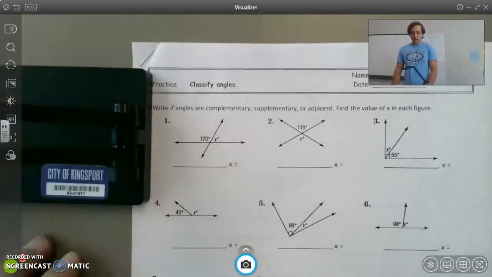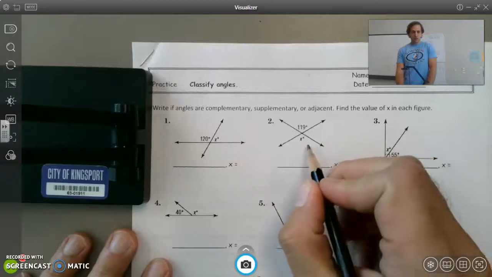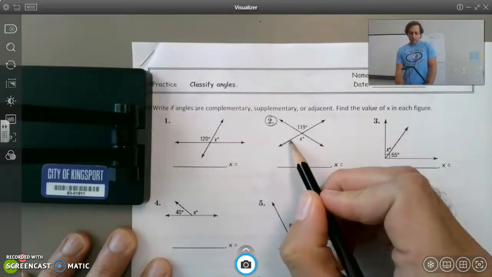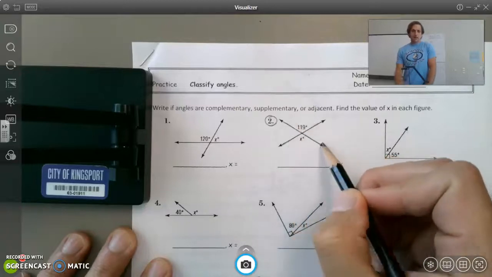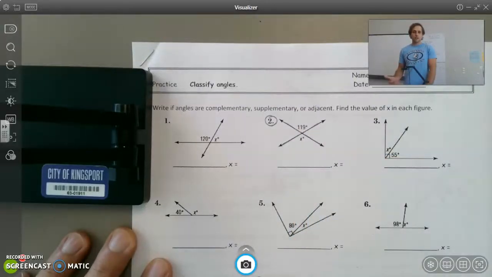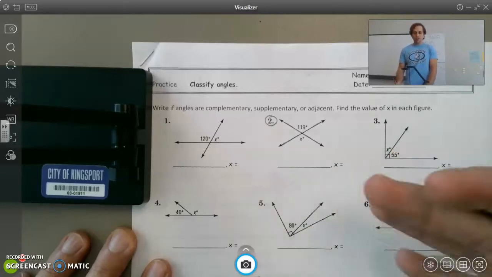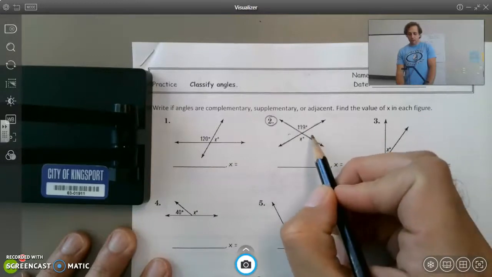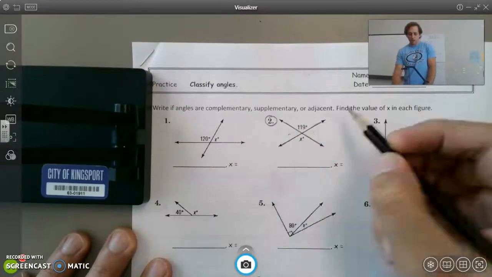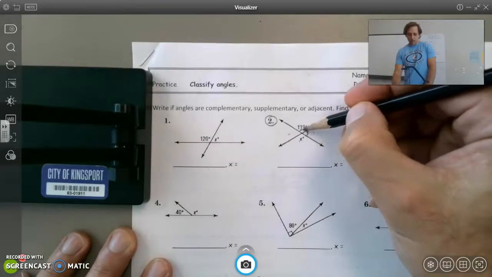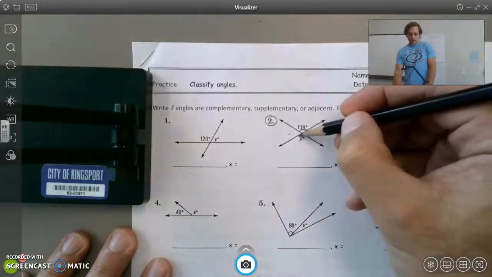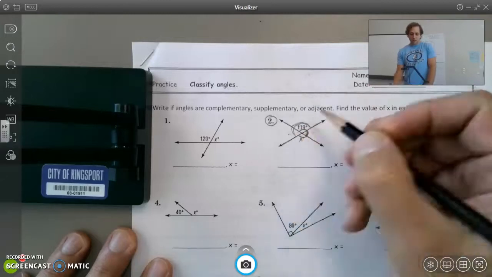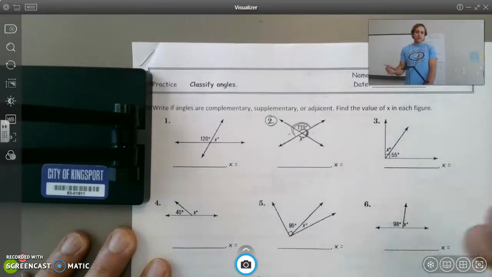Whenever we look at number 2, what you'll notice is that you have two lines that are intersecting. Anytime I have two lines that are intersecting, I have this unique scenario where I've got supplementary angles here and supplementary angles over here. Each angle pair creates supplementary angles. These two would create supplementary angles. In addition, these two would be supplementary angles. So I've got two intersecting straight lines.